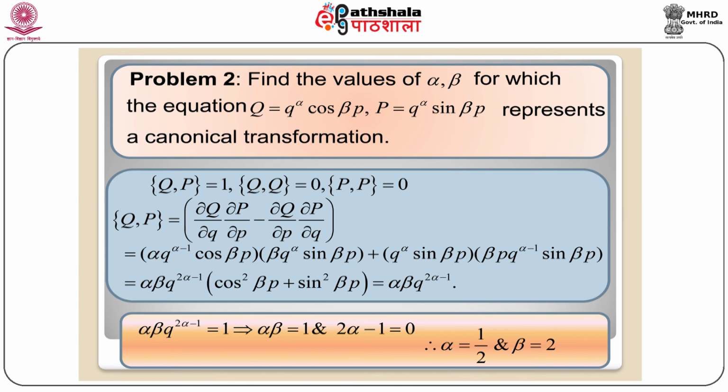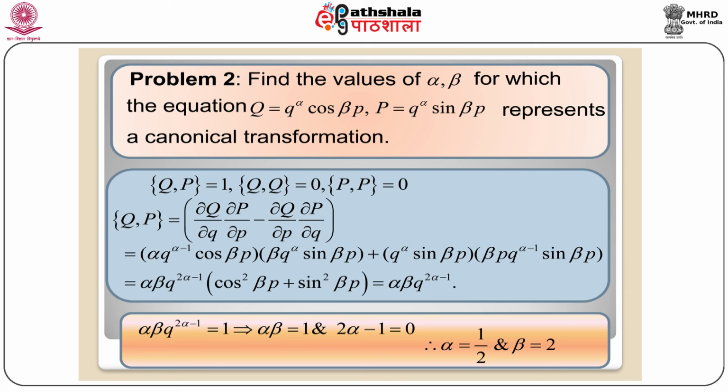Let us consider problem 2. Find the values of alpha and beta for which the equation capital Q equal to small q to the power alpha into cos beta into p, capital P equal to small q to the power alpha sin beta into p represents a canonical transformation. We know that the transformation will be canonical if it satisfies these results. Now, let us test.